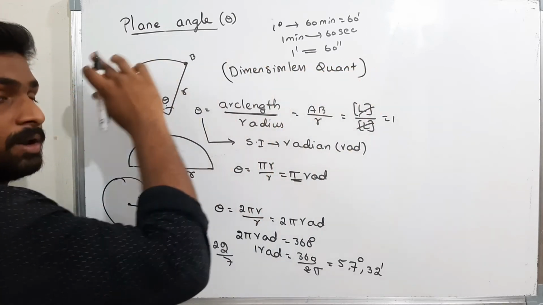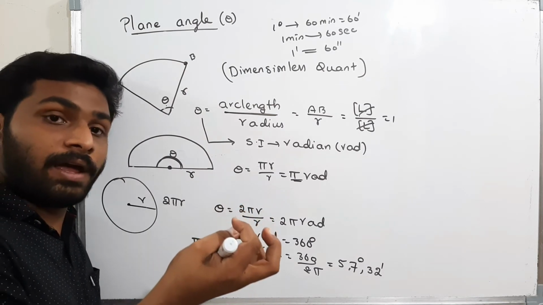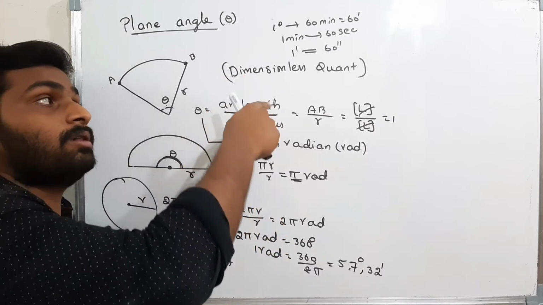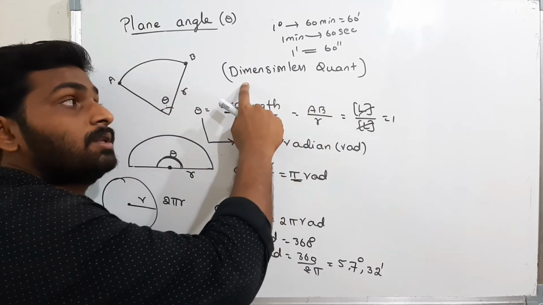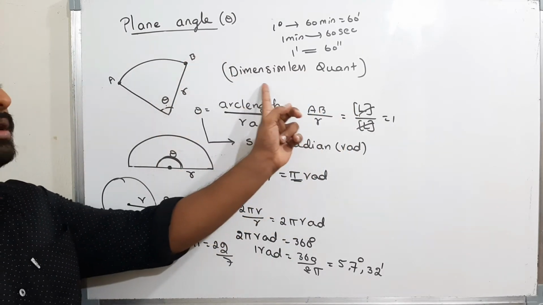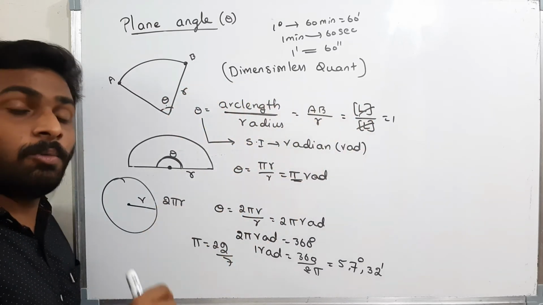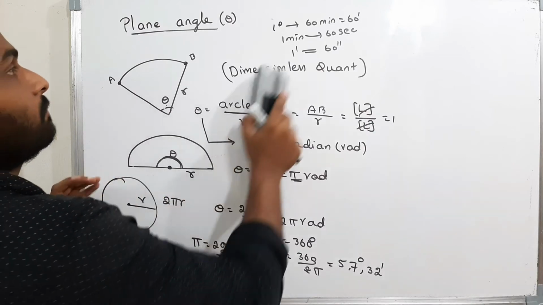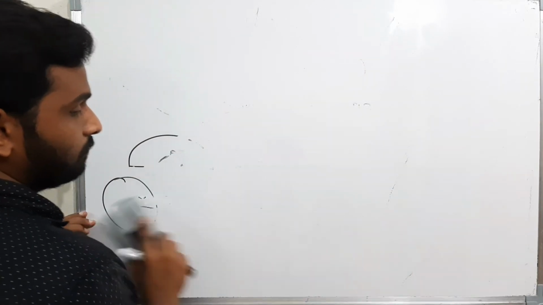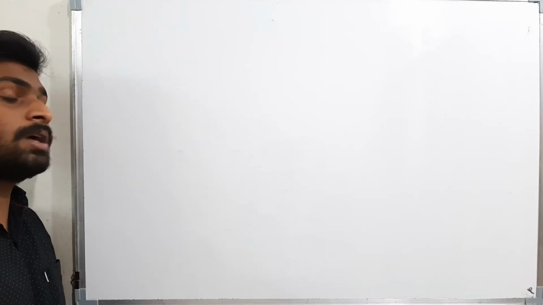Already I discussed this one when I was discussing dimensionality. For trigonometric functions, for angle, for logarithms, for constants, for all these, dimension is 1. That means they are dimensionless quantities. Even plane angle comes under that category. That is a dimensionless quantity. Okay. Now next one we will see about solid angle. Okay, now we will see about the solid angle.